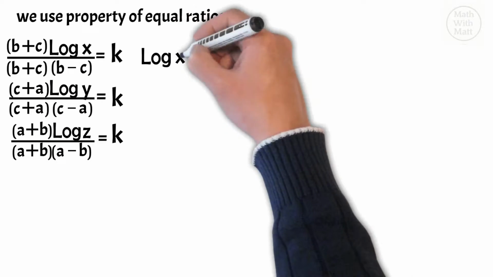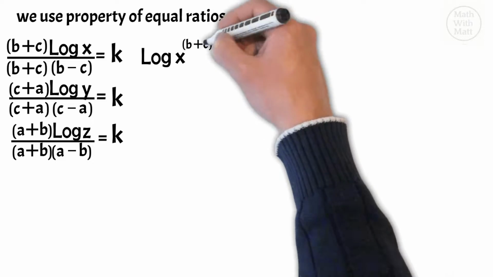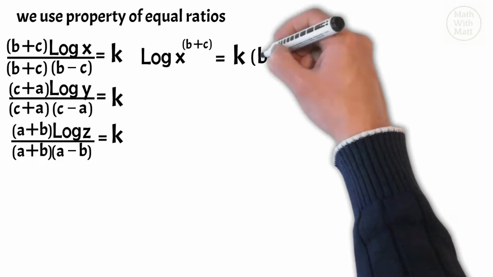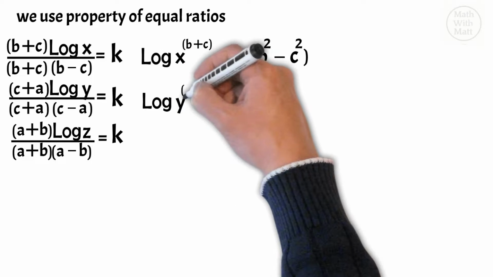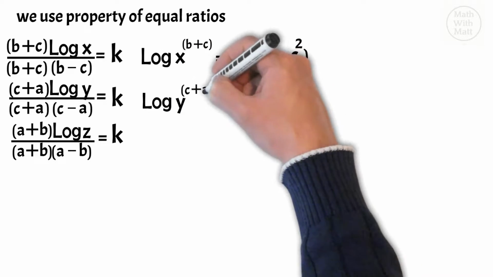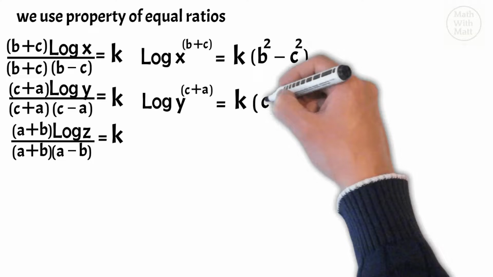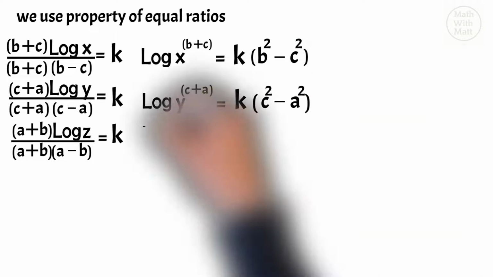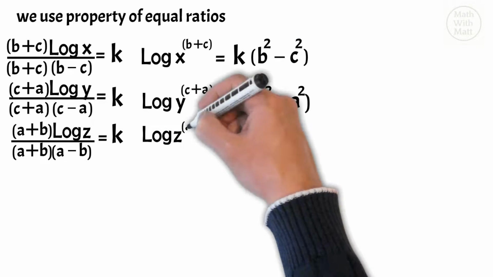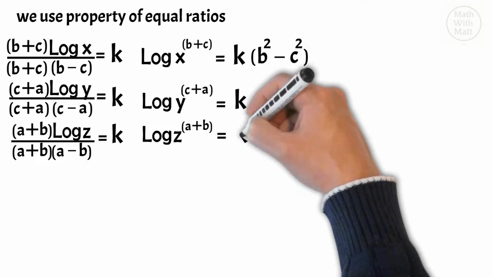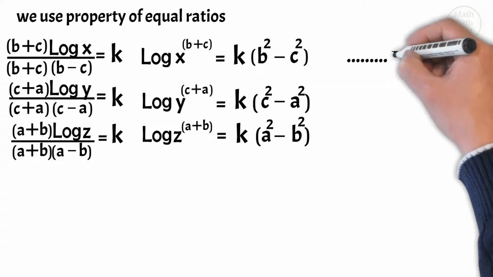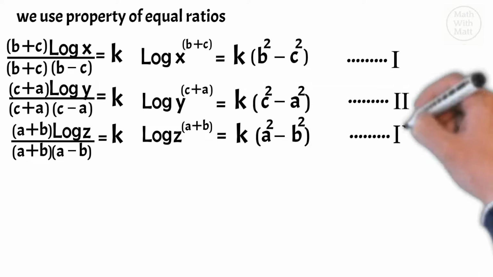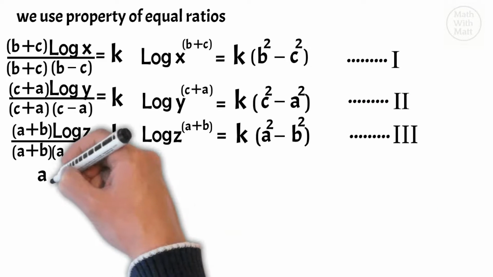which gives log x to power (b plus c) equals k times (b squared minus c squared), and log y to power (c plus a) equals k times (c squared minus a squared), and log z to power (a plus b) equals k times (a squared minus b squared). And we will mark these three as equation number 1, 2, and 3.